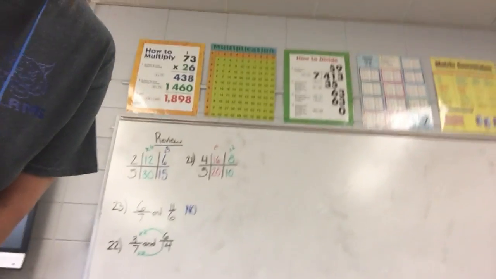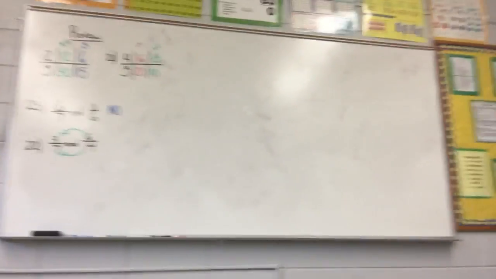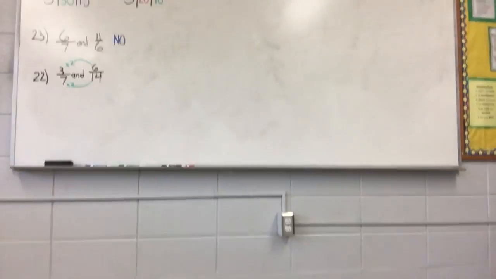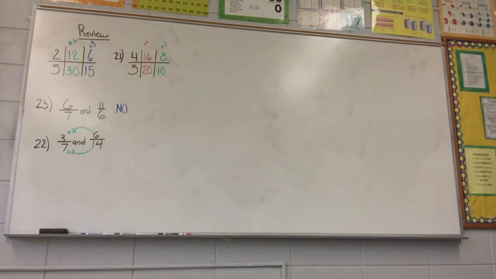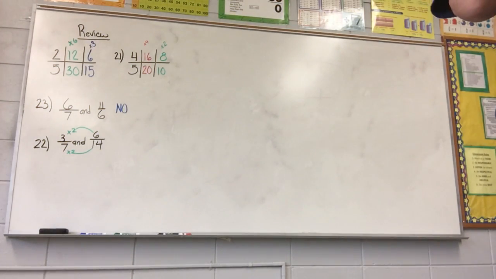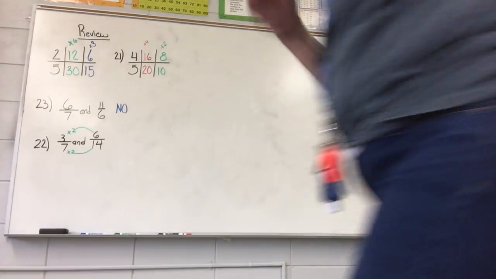Go ahead now and turn to the next page. It's the third page, and it says ratio tables, worksheet 1, complete the ratio tables. We're going to work on that page now.